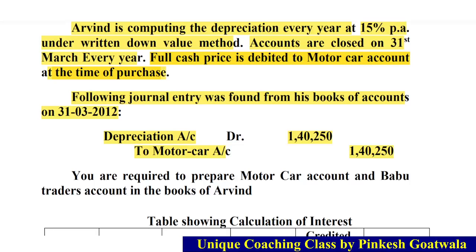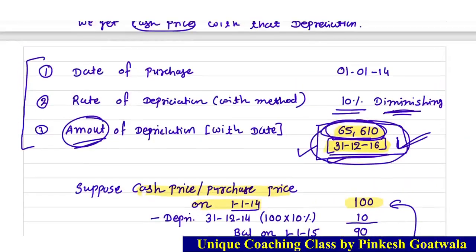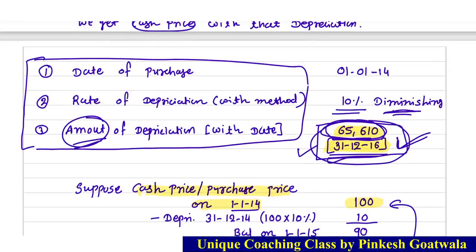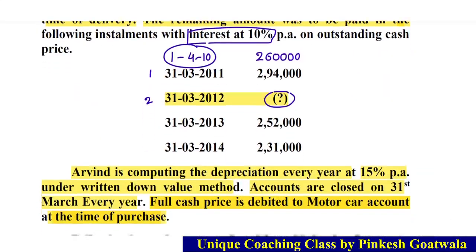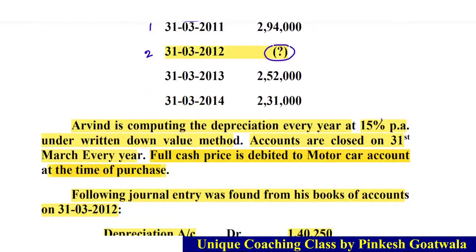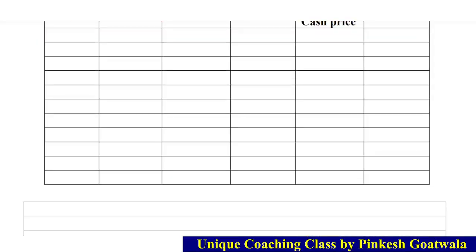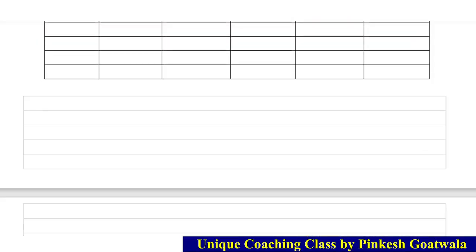So remember I told you to write 3 points before starting the calculation: date of purchase, rate of depreciation, and amount of depreciation with method and date. So let's write that. It was purchased on 1st April 10, and the rate of depreciation is 15%, written down value. WDV means diminishing balance method. So I write all the information here.